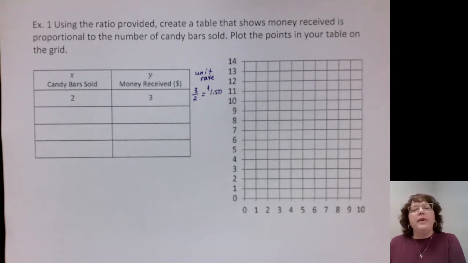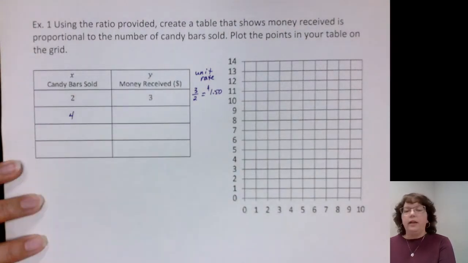Let's go ahead and see if we can come up with some other numbers to put in this chart so that that unit rate stays the same. So we know he sold 2 candy bars and got $3. What if he sold 4 candy bars? How much would he get?